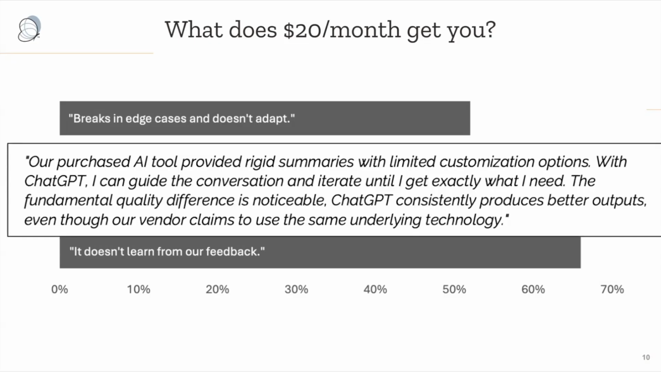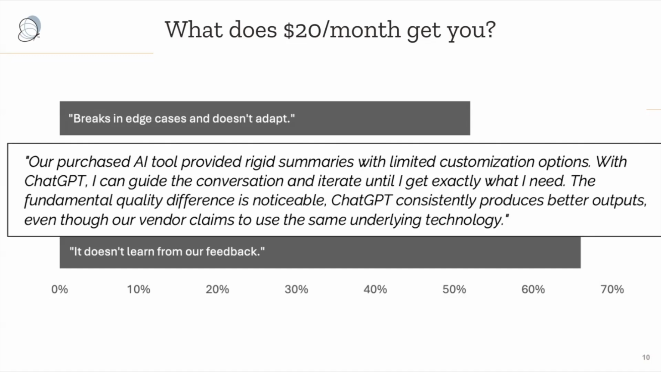So here's a quote from a lawyer who had a customized tool, or a special purpose tool, I think, for doing contract work. They said, our purchased AI tool provided rigid summaries with limited customization options. With ChatGPT, I can guide the conversation and iterate until I get exactly what I need. The fundamental quality difference is noticeable.